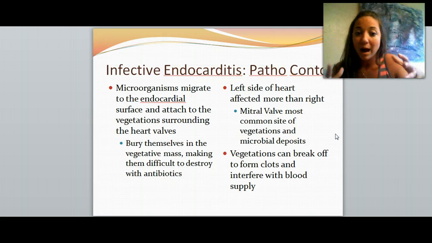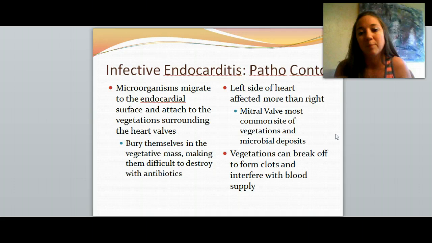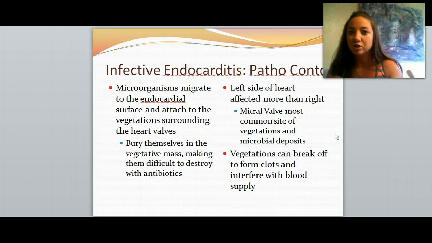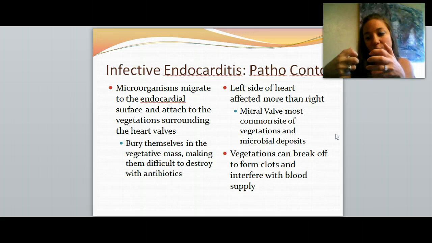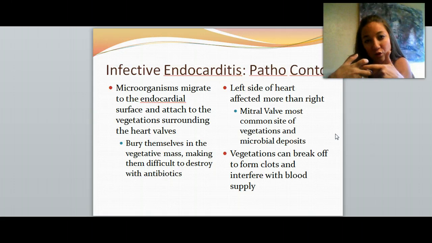So the microorganisms migrate to the endocardial surface, that endocardium surface, and they attach themselves to those vegetations that surround those heart valves. Remember we said those things that grow? They bury themselves within those masses, and that makes it nearly impossible to destroy these infections with antibiotics. Because think about it, when you give somebody antibiotics, you usually give it in a vein in the arm, right? So it's traveling throughout the body. Eventually it'll go through the heart, because that's just how our blood works, right? Eventually it'll all go through the heart. So by the time it gets there, typically it's pretty dilute, and within these little vegetations, I know I keep showing you my little deformed knuckle here, but these microorganisms are getting lodged in these grooves within the vegetation.